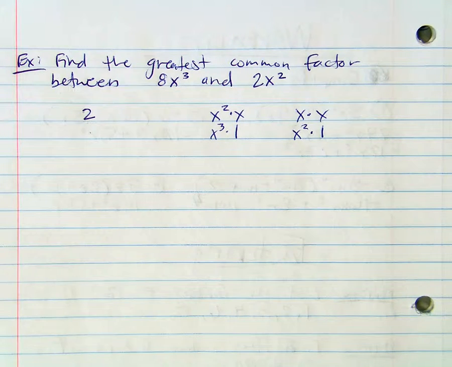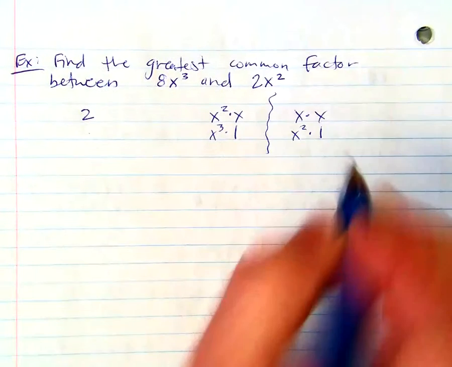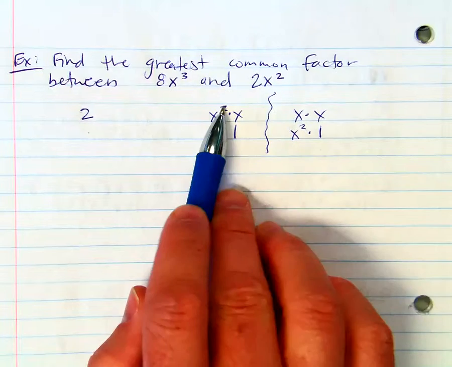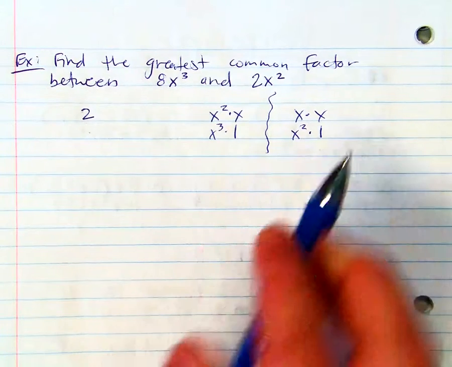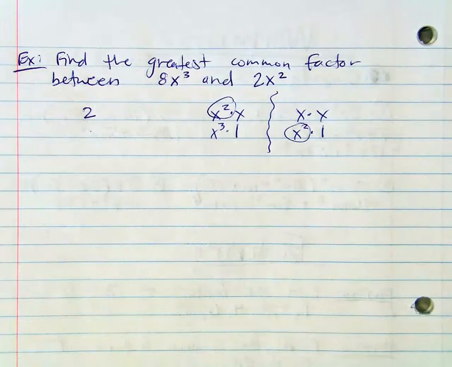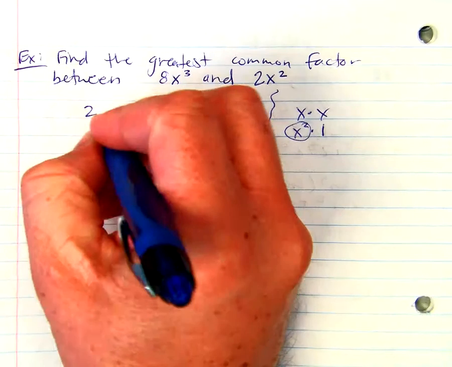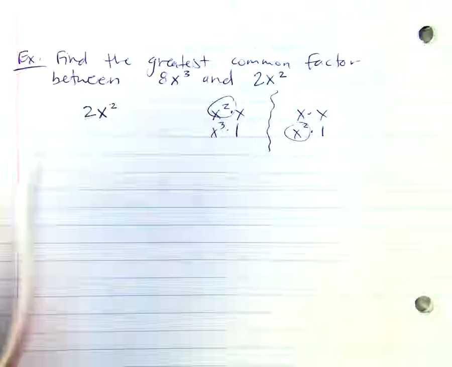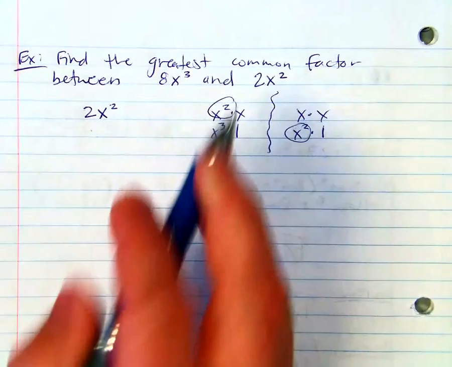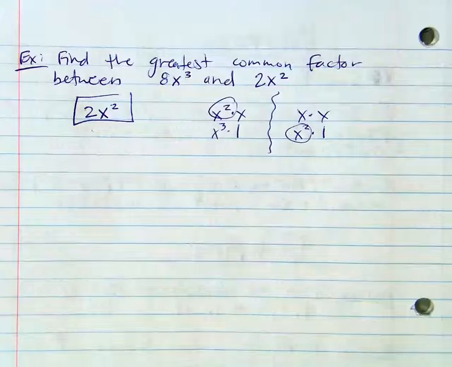So looking at all these things I've used, between these two lists, what is the largest exponent that each list has in common? Letty? X squared, x to the second power. It showed up here and it showed up here. Because it showed up in both lists, and it is the highest exponent that showed up in both lists, that creates our greatest common factor, which means between these two things, 2x squared is the greatest common factor.